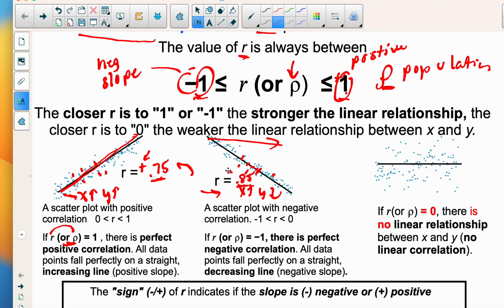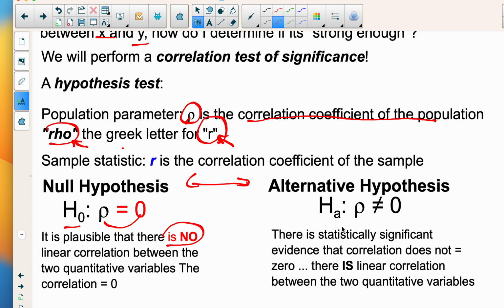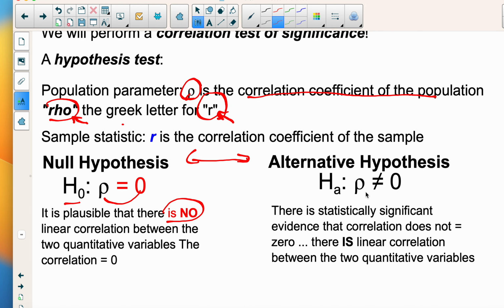We're always going to write our null and alternative for a correlation test of significance like this, always. The null hypothesis is that rho equals 0. If rho equals 0, there's no correlation. This is rho equals 0, R equals 0, no correlation. Our alternative is, is rho not equal to 0?